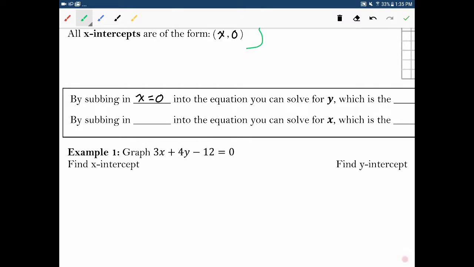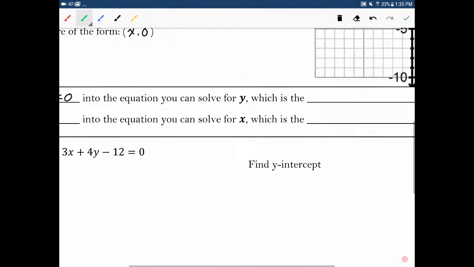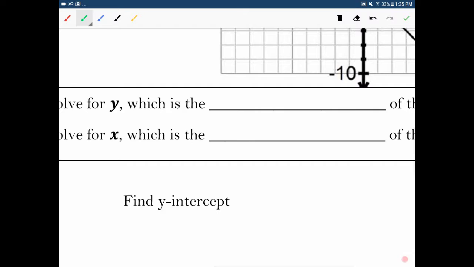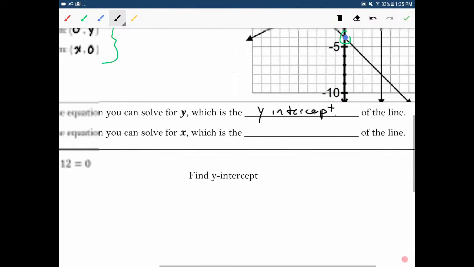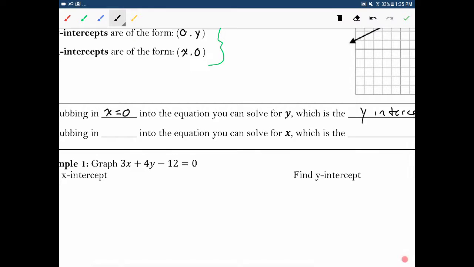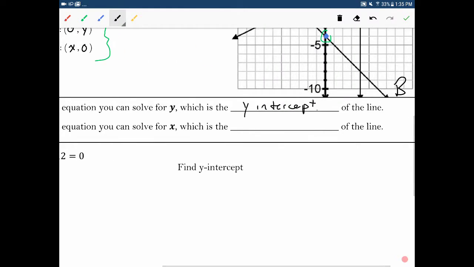Not necessarily, but sometimes. What we want to do is replace the x with a 0, and this will tell us our y-intercept. Similarly, if we let y equal 0, that will let us find the x-intercept.